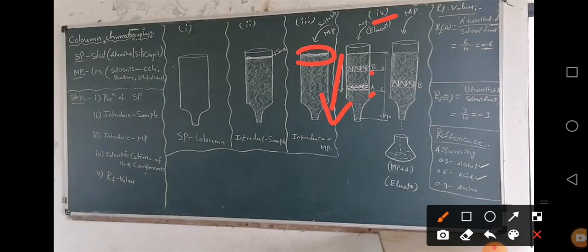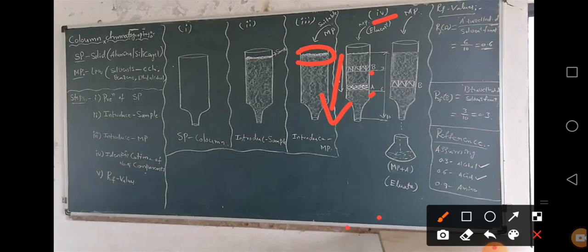Then, based on the polarizing character of the components with the surface of the column, some can move fast and some can move slower. Based on that, we got two different layers here: layer A and layer B. Why two layers? The number of layers indicates that the given sample mixture has that number of components. Here we got only two layers, so the given sample mixture has two different components.